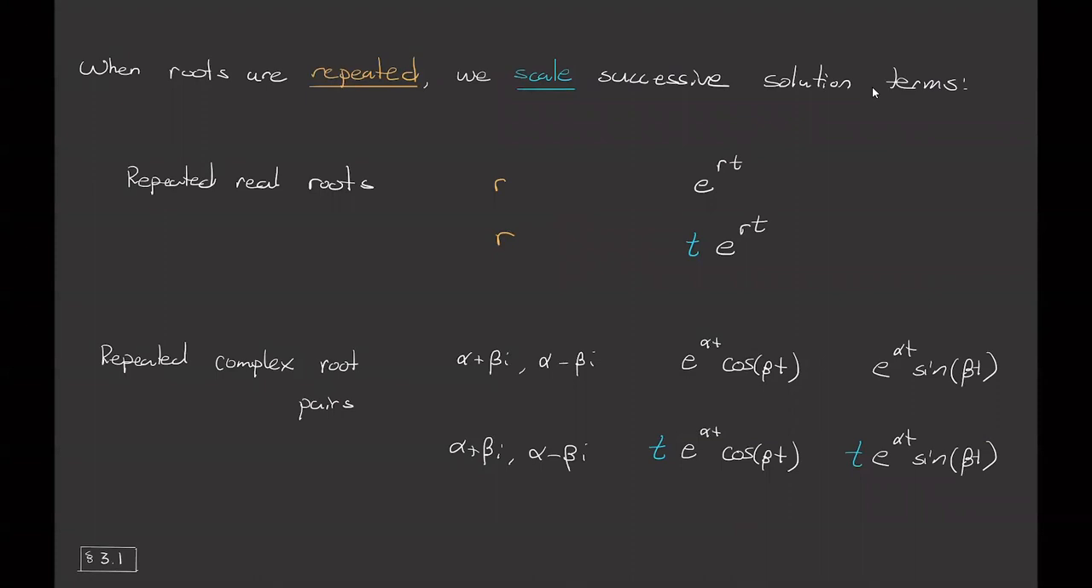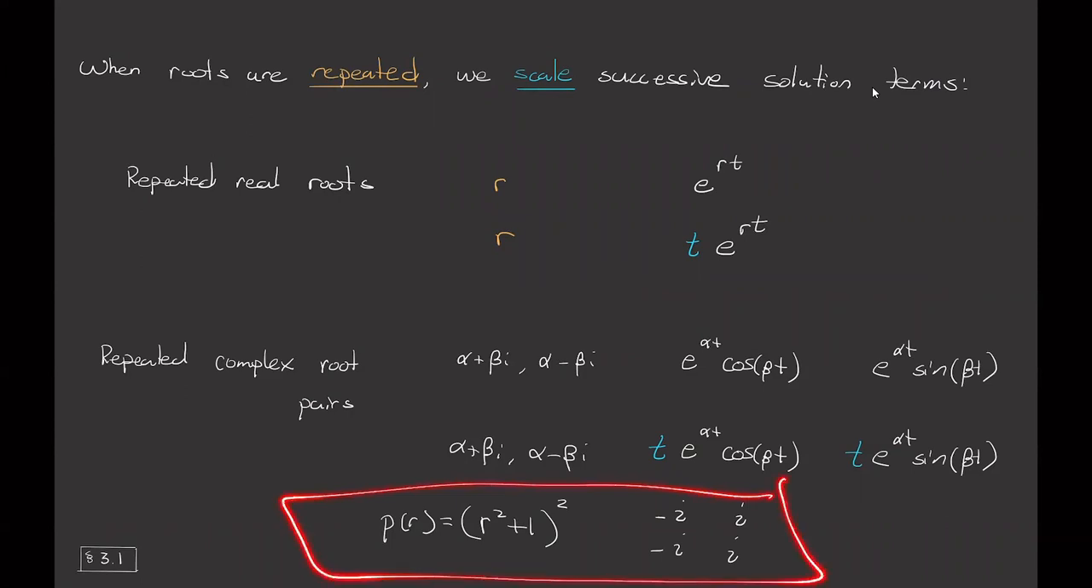If we repeat this pair of complex roots again, so we have the pair here and here, and we again have the pair, which is totally fine. When would that happen? Well, (r squared plus 1) squared. That's a polynomial, and its roots are negative i and positive i, and then it does the same pair again. So this would be a really quick example where we have a complex conjugate pair repeated.